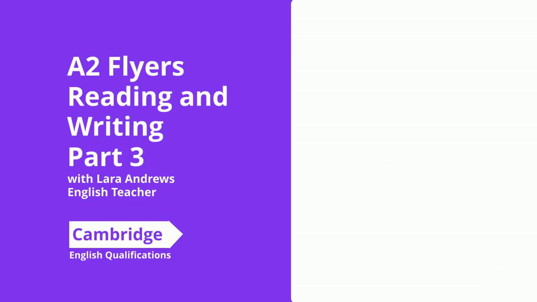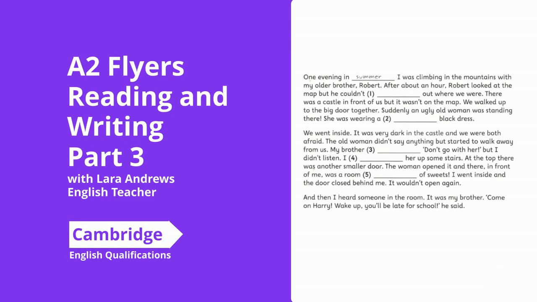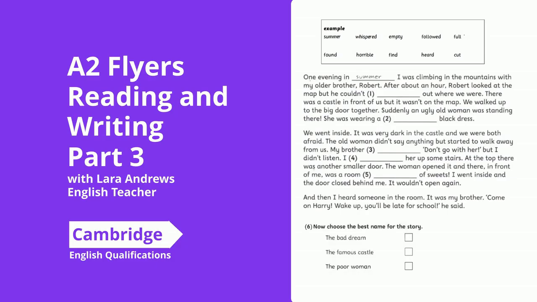Let's see what part 3 looks like. You'll see a text with 5 gaps. Above the text, there's a box with 10 words. Your task is to choose the best word to fill each gap. The missing words could be nouns, adjectives, verbs in present or past tense, or adverbs. At the end, you'll also need to pick the best title for the story from 3 choices.